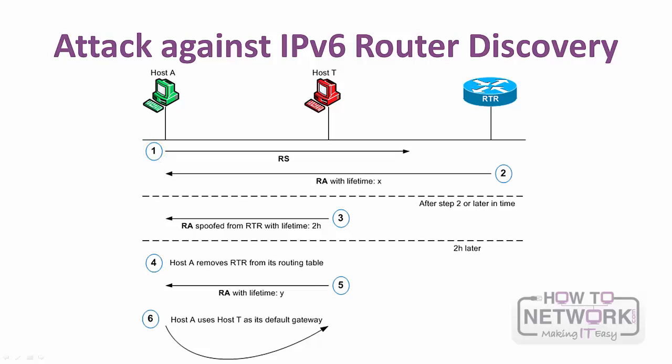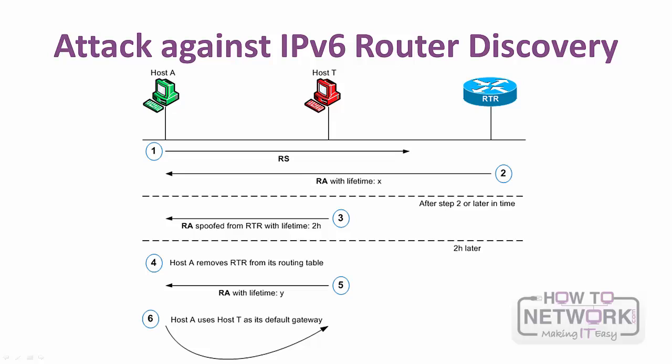Step 1. It sends an ICMPv6 router solicitation message requesting information for the routers in its local link. Step 2. A legitimate router, shown as R1, responds with an ICMPv6 router advertisement for a lifetime X that lets host A know that it is the router in the link. In turn, host A installs a default route to its routing table that points to R1 for X time.